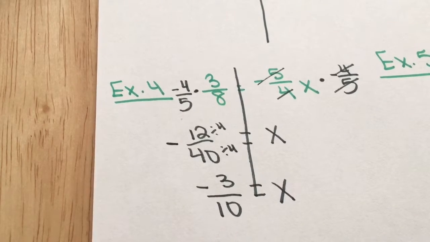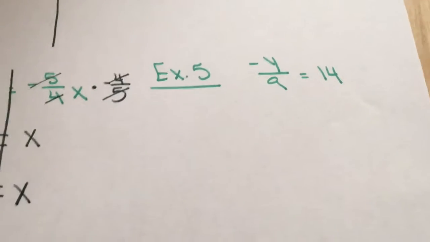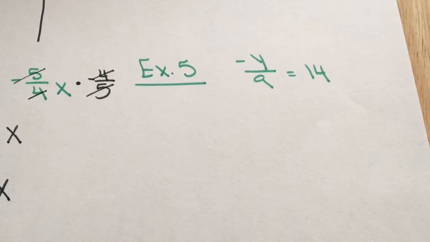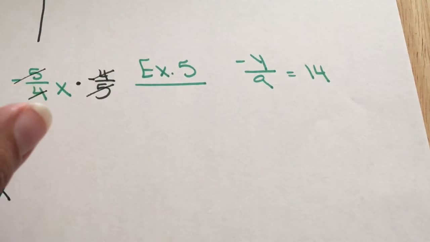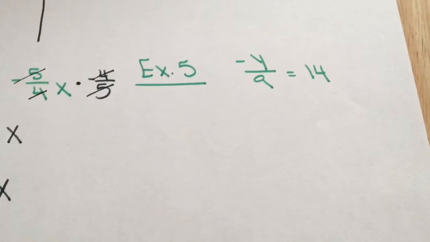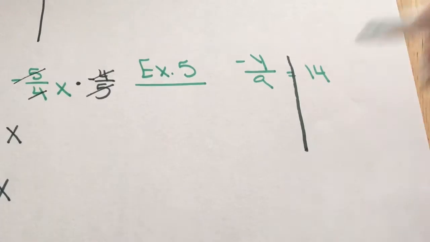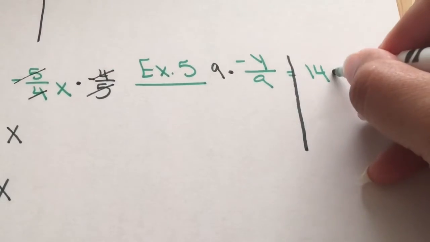Okay, moving on to our last example, which is negative y over 9 equals 14. So with all of our other examples that we've looked at, we were multiplying our variable by some number. That's why we had a coefficient. Here, we're dividing it. So we have to think to ourselves, what will undo division? What is the opposite of division? That's right, multiplication. So I'm going to go ahead and multiply both sides by 9.